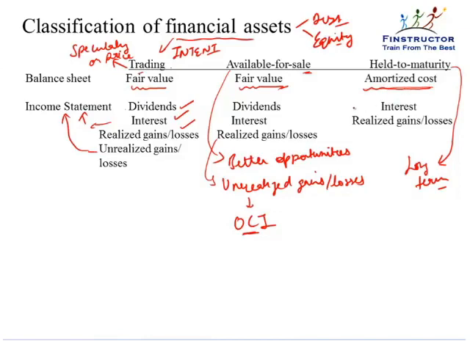And whatever is realized, again, will be taken through the income statement. Nothing unrealized goes through the income statement. Normally, held to maturity classification is applied to debt securities. So all interest and any realized gains or losses, if at all, will come through the income statement.